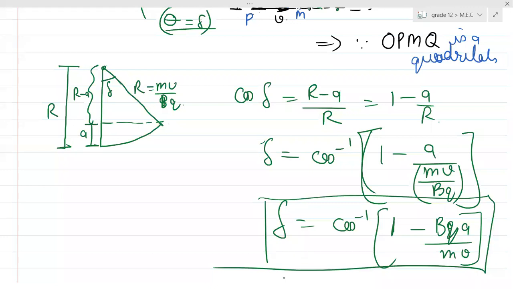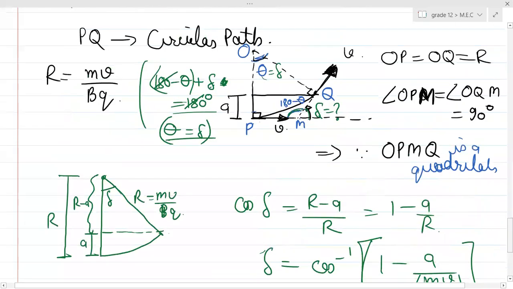Just tell me whenever you're done, guys. So how do we know that angle OQM is 90? Is it because it's a tangent? Yes, it is because velocity is always tangential to the circle.